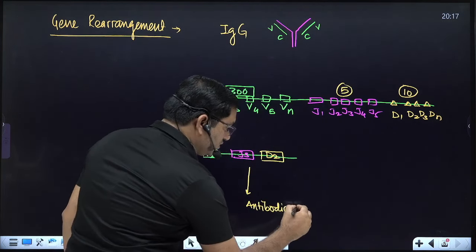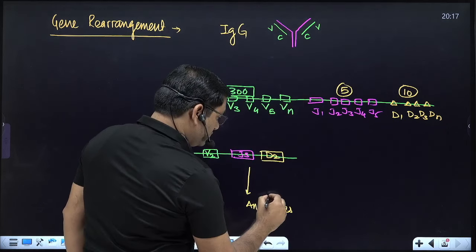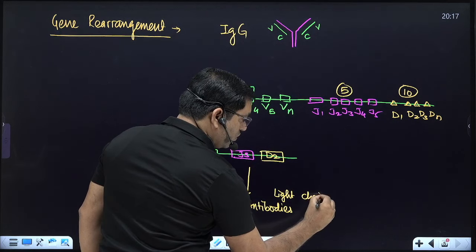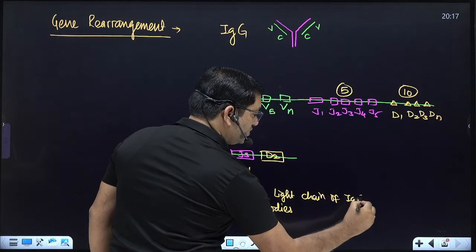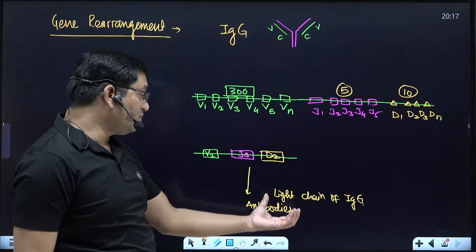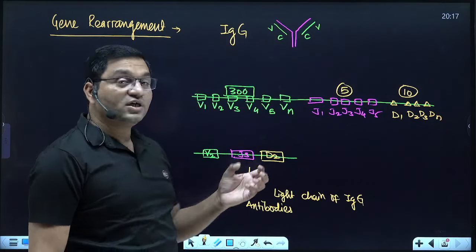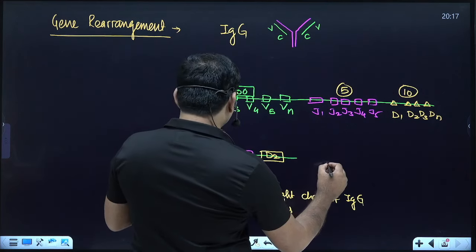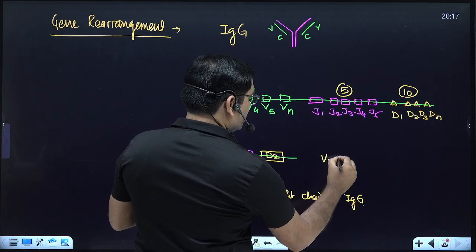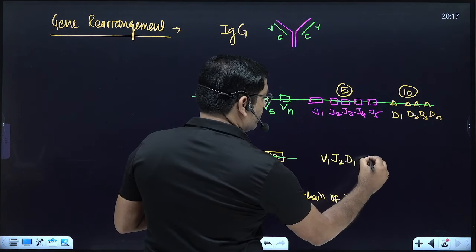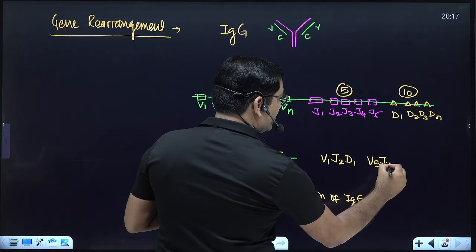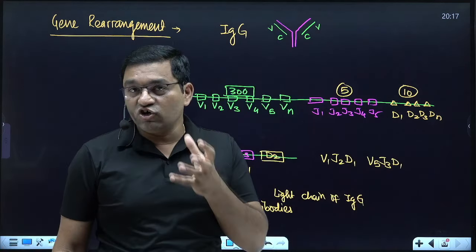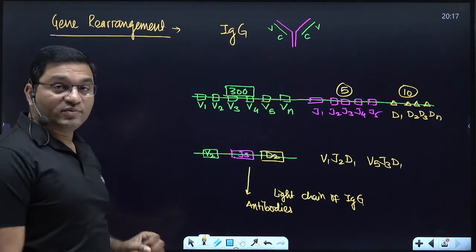So they will produce different light chains of immunoglobulin G by different combinations. This is known as genetic rearrangement. Another gene can be produced like V1, J2, D1, or V5, J3, D1, like this. So by different combinations, different antibodies are produced, which is known as genetic rearrangement or gene rearrangement.